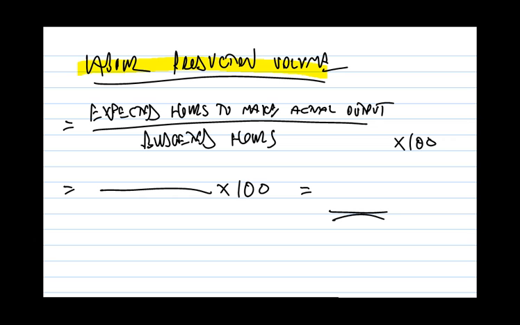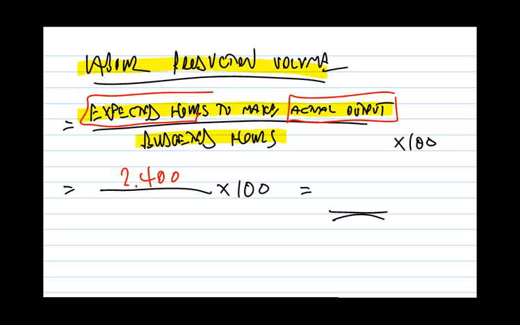Well, this final ratio, the labour production volume ratio, looking at how the volume of production compared to the budget. And we can work this out by taking the expected hours to make actual output divided by the budgeted hours. Now, we actually already know these figures. Remember, the actual output was the 1,200 units. The expected hours at 2 hours per unit would be 2,400 hours. The budgeted hours based on their 1,000 unit budget would have been 2,000 at 2 each. If you do 2,400 divided by 2,000 times 100 to again turn it into a percentage, I get 120%.